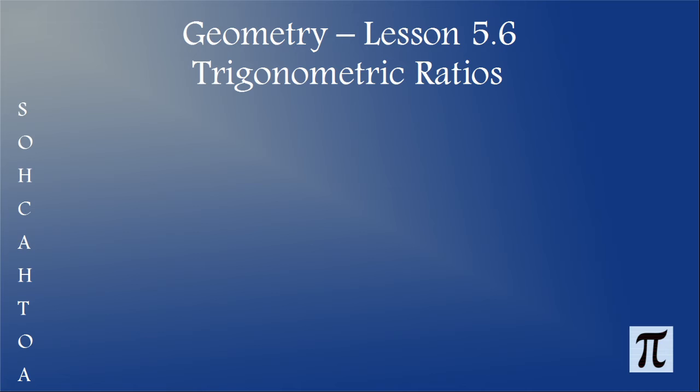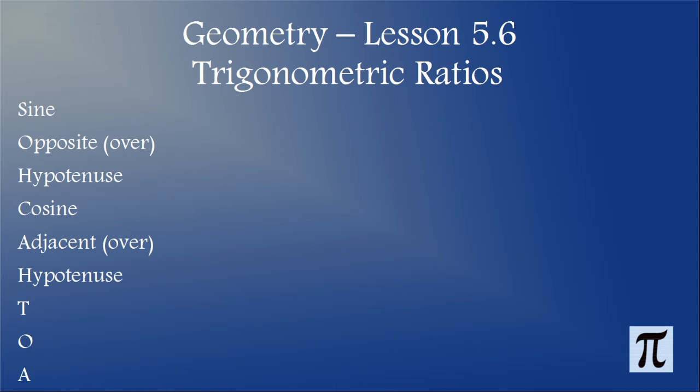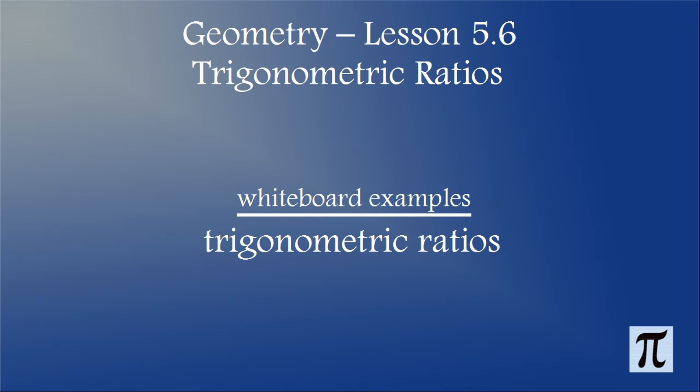In some math classes, you may say this, SOHCAHTOA. This is a handy mnemonic for remembering how these ratios interact with each other. Sine is the opposite over hypotenuse. Cosine is adjacent over hypotenuse. And tangent is the opposite over the adjacent. SOHCAHTOA. Let's jump to the whiteboard and do some examples.